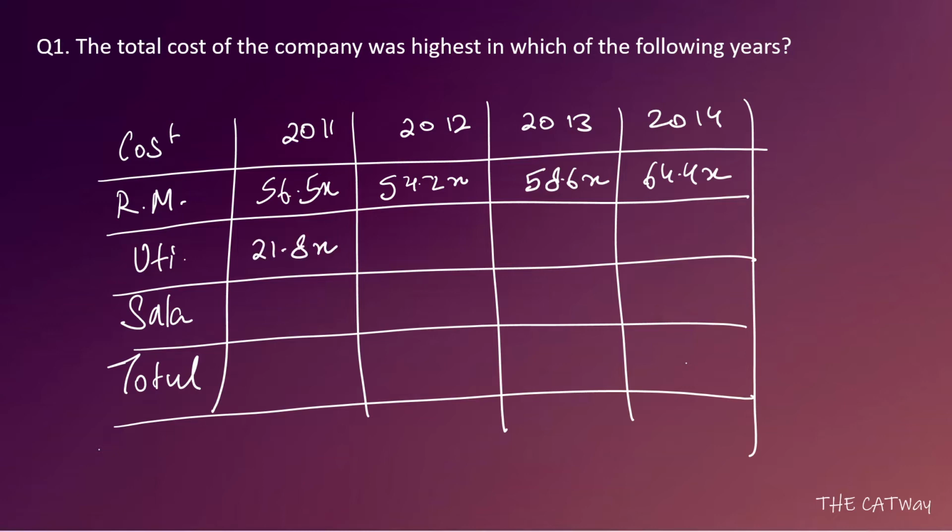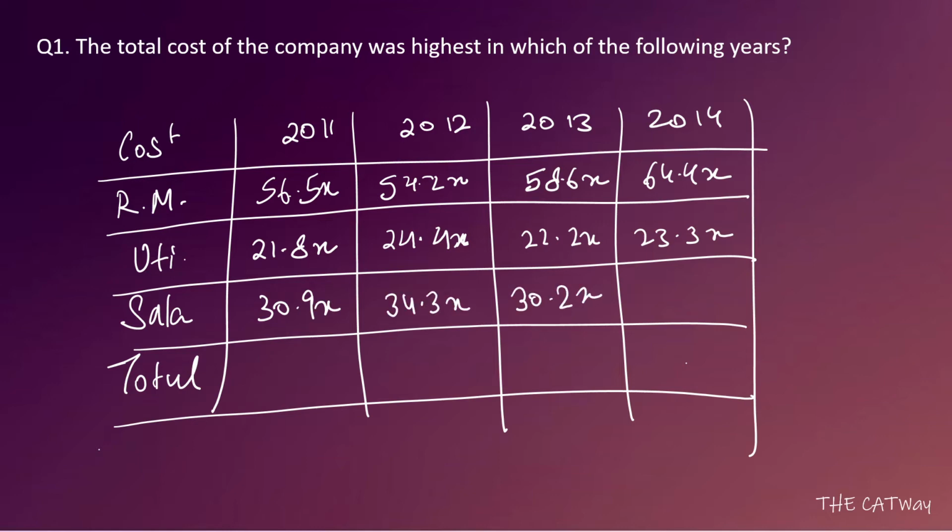So I'll directly write the calculation for other values. You can solve it on your own, because these are just basic calculations. I have told you the way how to do it. So you will get 22.2x here and you will get 23.3x here. This will be 30.9x, this will be 34.3x, this will be 30.2x, and this will be 32x.